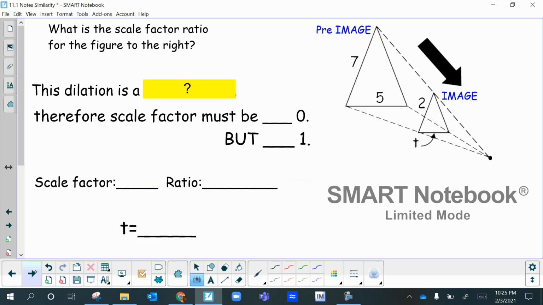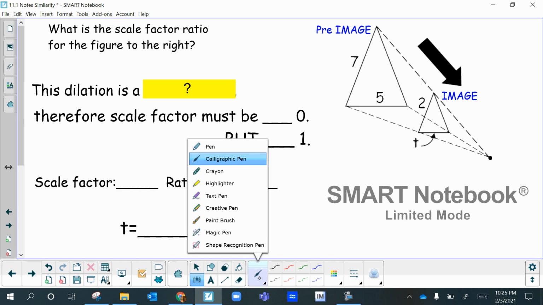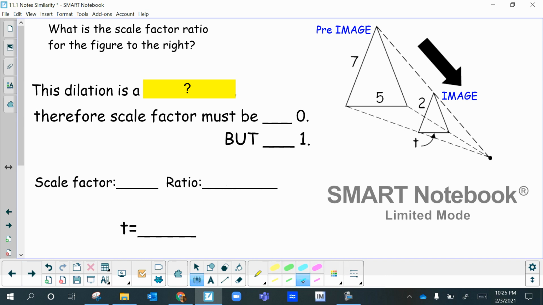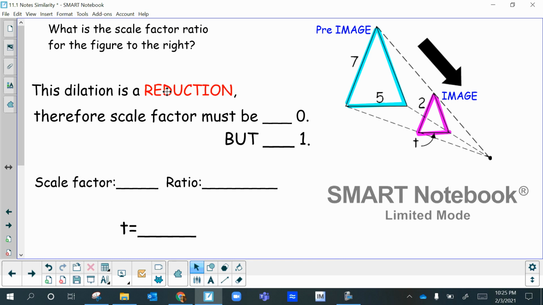Okay, let's take a look at this next type of dilation. We're going to figure out the scale factor and the ratio for this figure to the right. Now this one's different. The pre-image is actually the larger one. So I'm going to highlight this in blue. So that is my pre-image. And then my image, my new one, is highlighted in pink now. So it got smaller, okay? So we're going to say this dilation is a reduction.